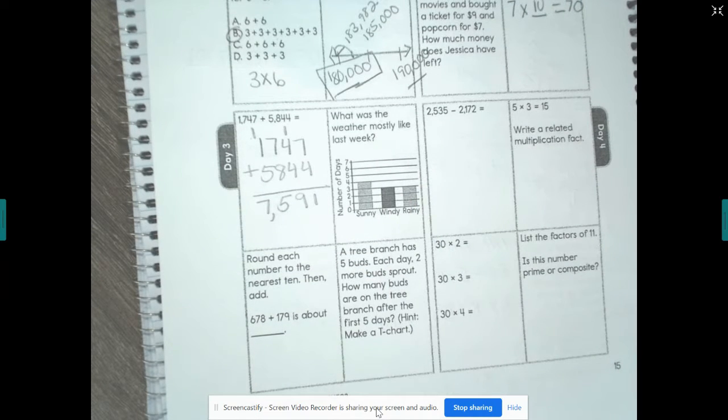What was the weather mostly like last week? So which one shows up the most? Sunny was 4 days, rainy was 3 days, and windy was 3 days. So what was the weather mostly like? You should have picked sunny because that was the one that had the most numbers.